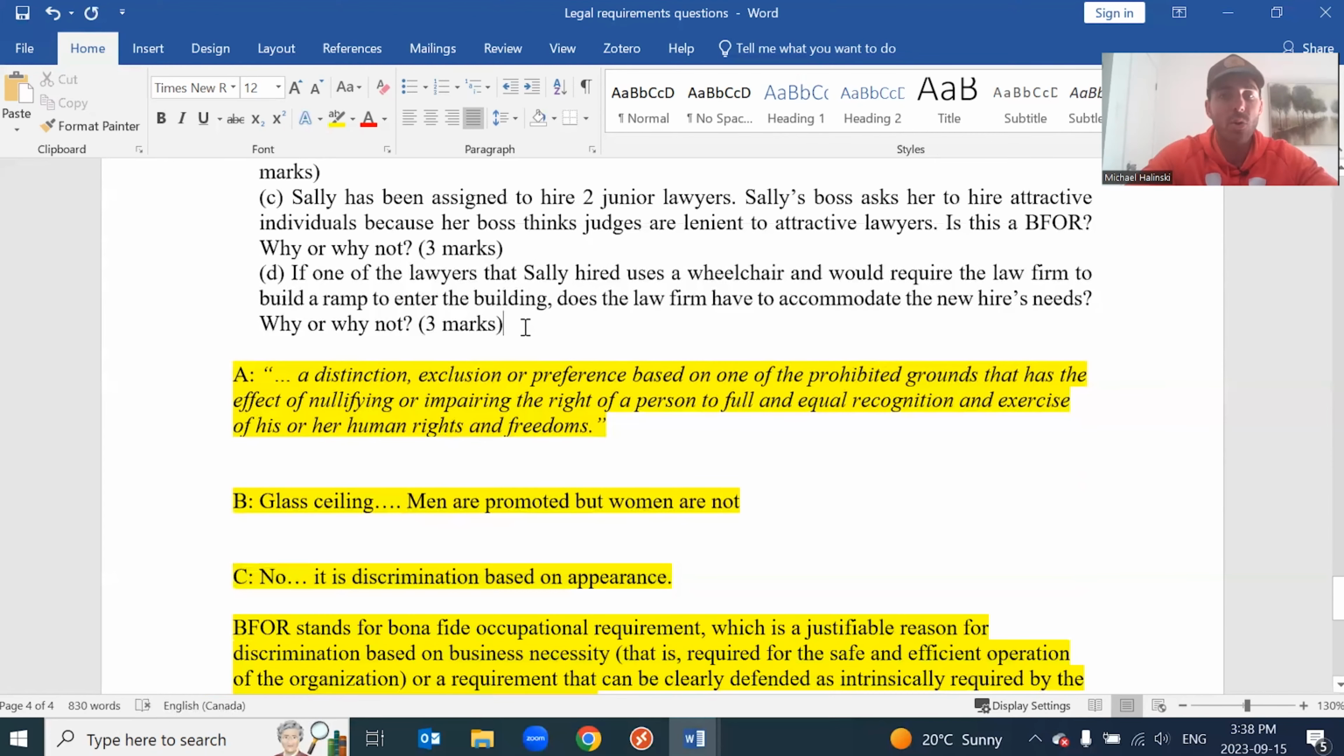D, if one of the lawyers that Sally hired uses a wheelchair and would require the law firm to build a ramp to enter the building, does the law firm have to accommodate the needs of the new hire? Okay, why or why not? So this is another thing you have to learn about me. For me personally, it could be other professors as well, I don't know.